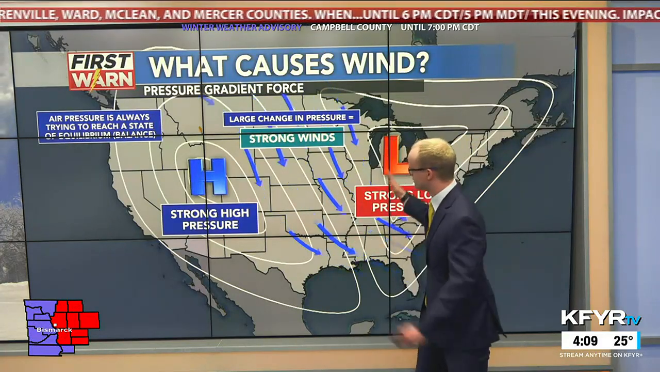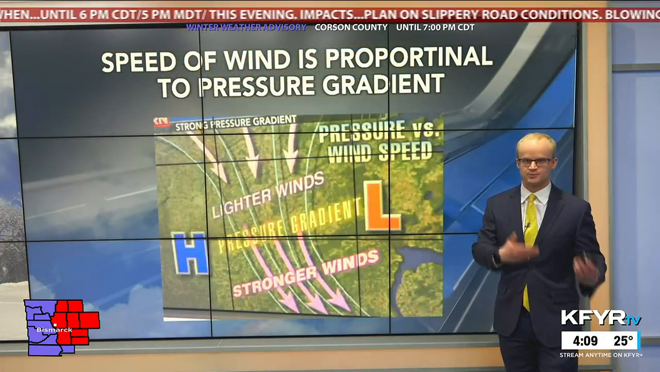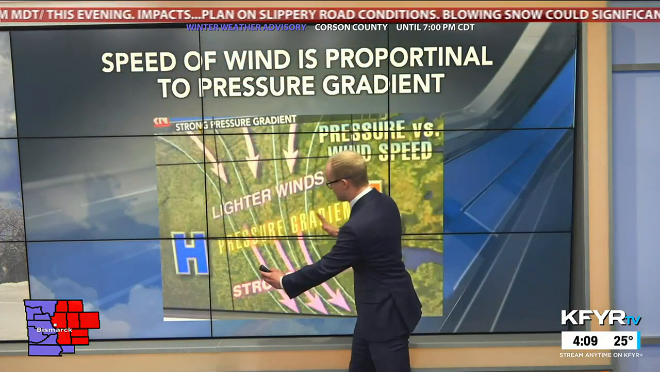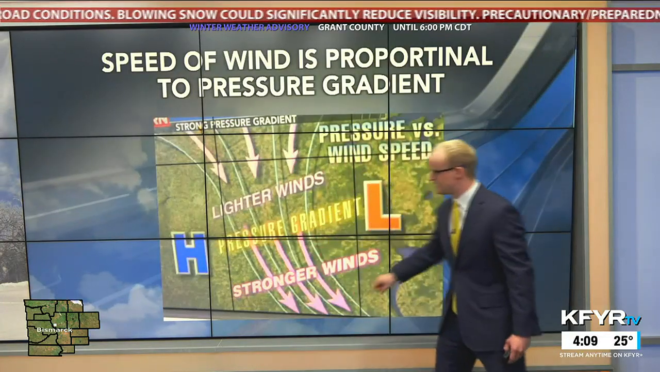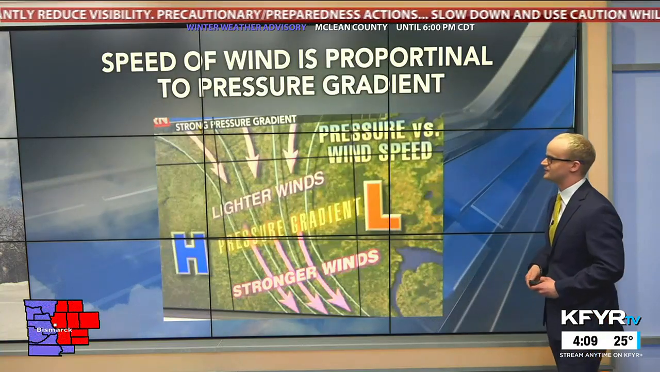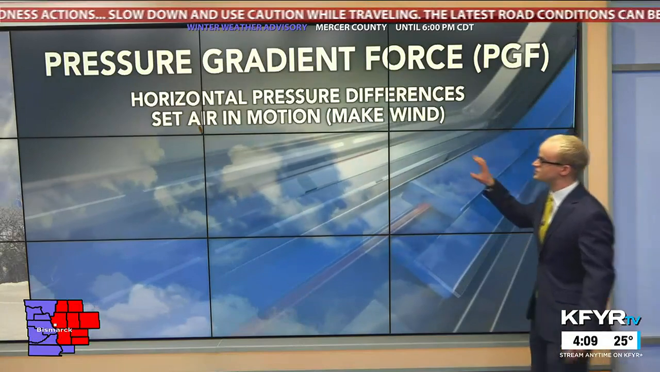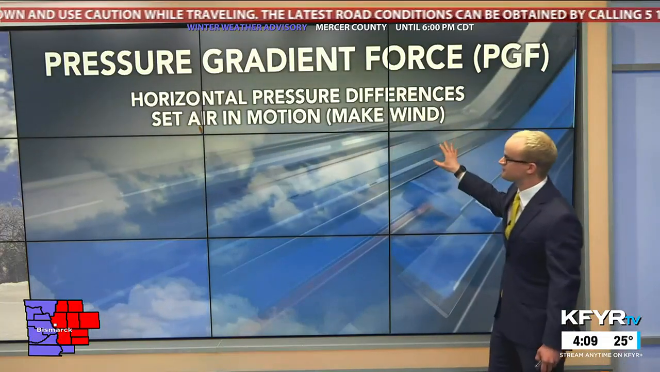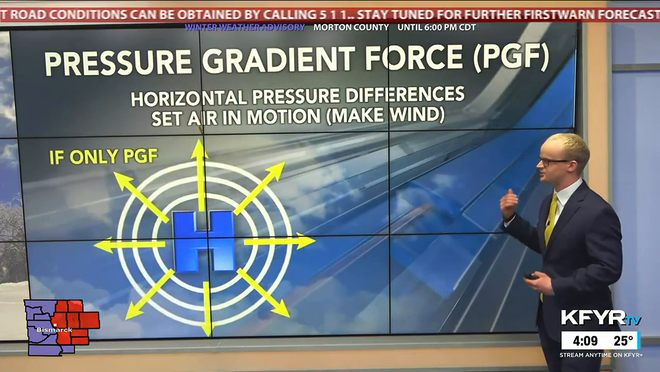Lines of equal pressure, those are packed closer together. So you probably heard us talk about a tighter pressure gradient. Once we have those lines of equal pressure packed a lot closer to each other, tighter pressure gradient, that equals stronger winds between our areas of high pressure and low pressure. Now, the pressure gradient force, or the PGF, is just that horizontal pressure difference. It sets the air in motion, making our wind from high pressure to low pressure.